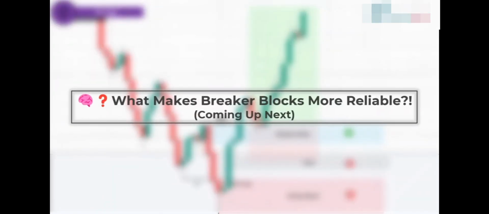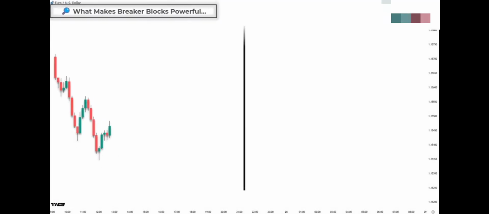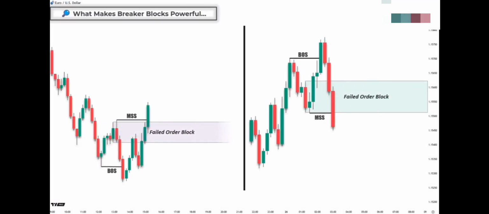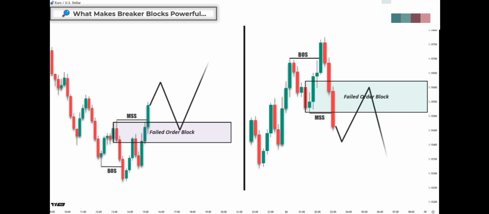Now you might ask, what makes breaker blocks more reliable, and why do they often provide safer and better entries? What makes breaker blocks more reliable is that they are not based on a normal reaction from a zone. They are based on a failed zone, and that failure gives us much stronger information about the market. Because when an order block, mitigation block, fair value gap, or inversion fair value gap forms, traders usually expect the price to react from that area. But with a breaker block, price has already shown us that one side of the market has failed. And that is exactly what makes it powerful.